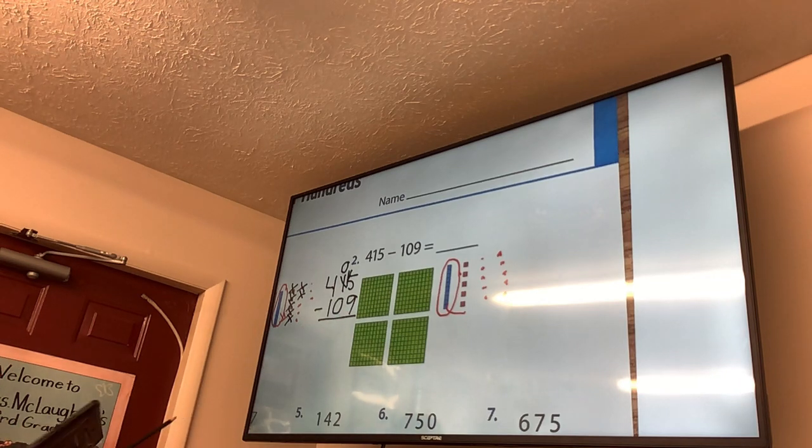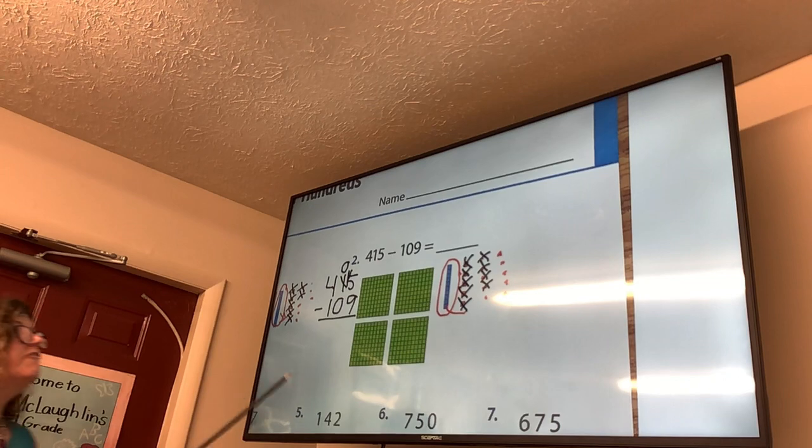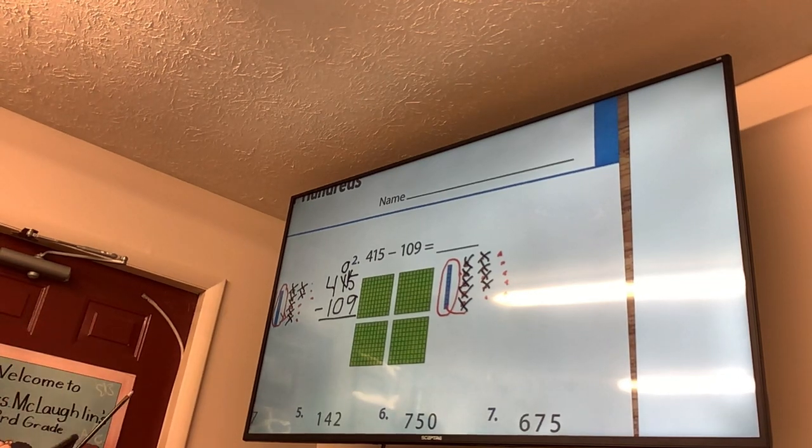15 minus 9. What are we going to cross out? How many? 9. So go over to the ones and cross out 1, 2, 3, 4, 5, 6, 7, 8, 9. And when you look, you see how many left? 6. And 15 minus 9 is 6.